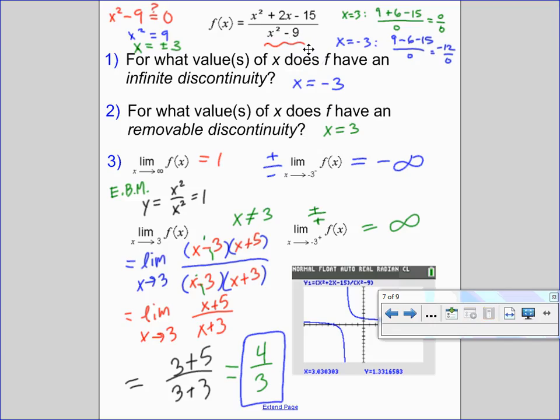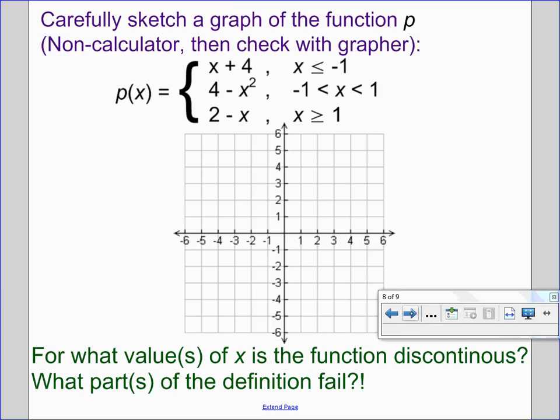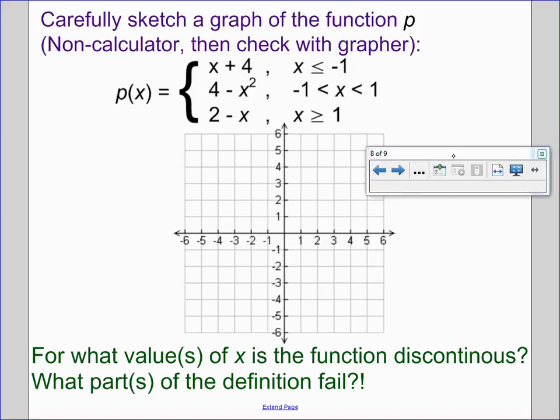All right, what questions do you have on this example for F? All right, then one to go. We'll carefully sketch a graph of the function P. That's a piecewise defined function. Non-calculator, then we'll go ahead and check with our grapher.